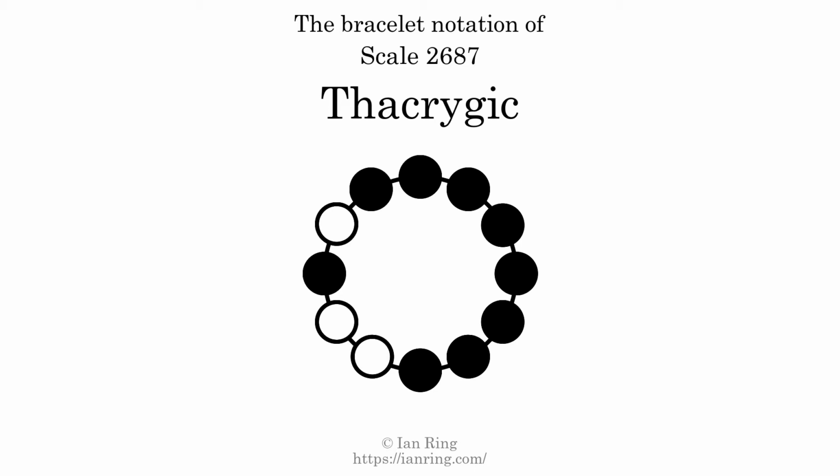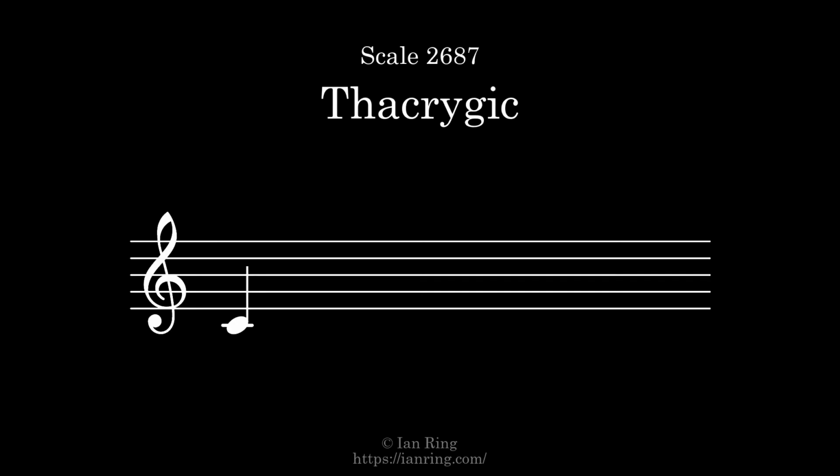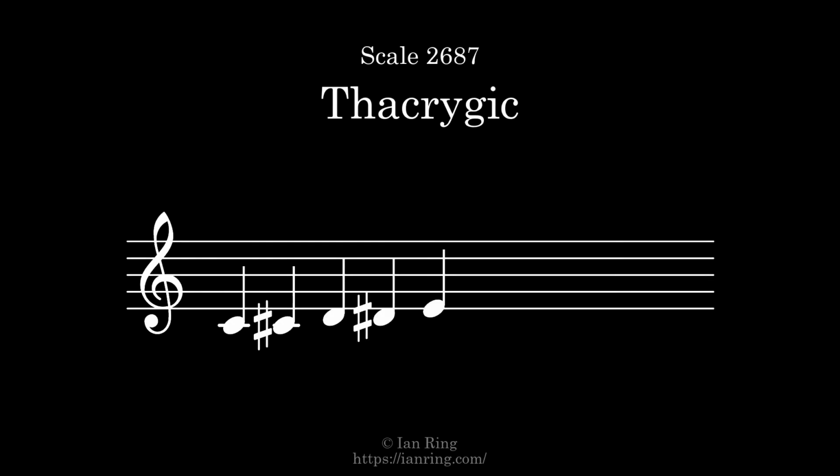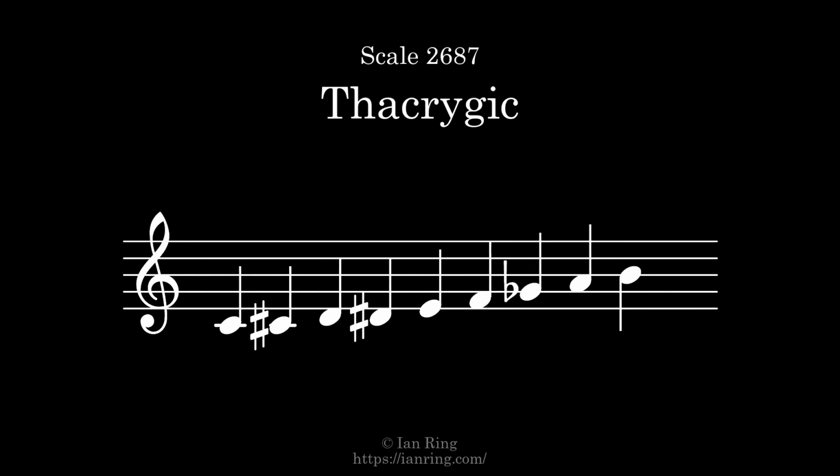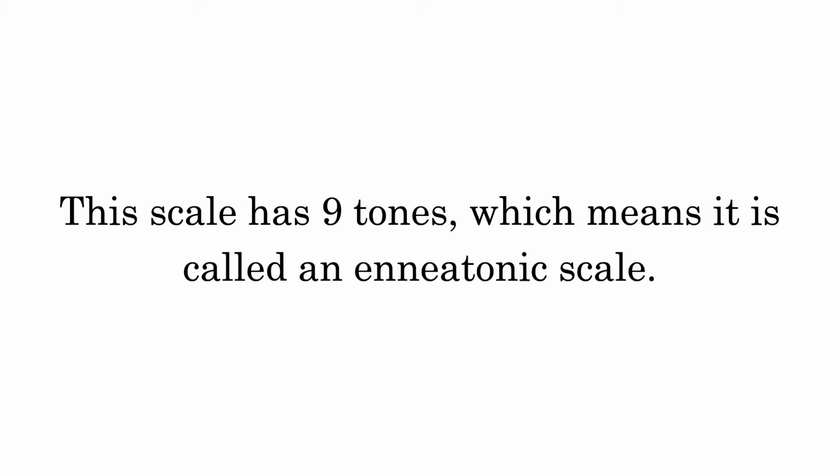2687, Thacrygic, which sounds like this. This scale has 9 tones, which means it is called an enneatonic scale.